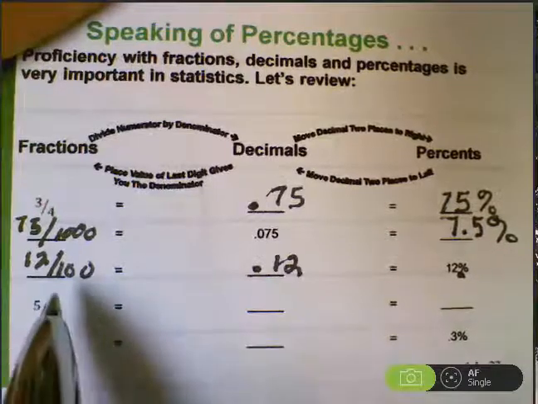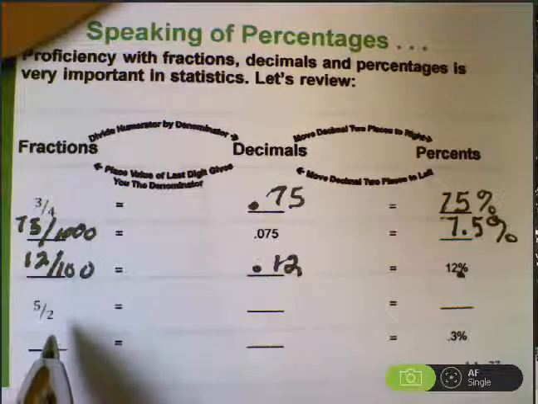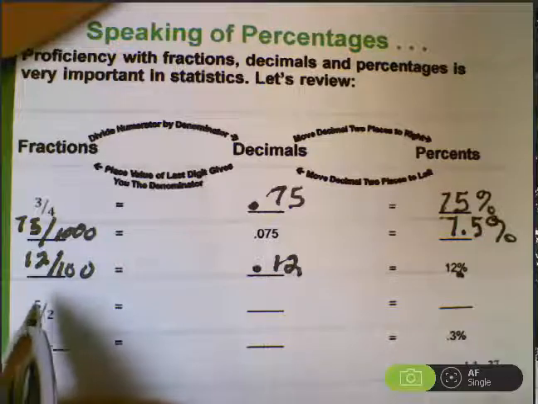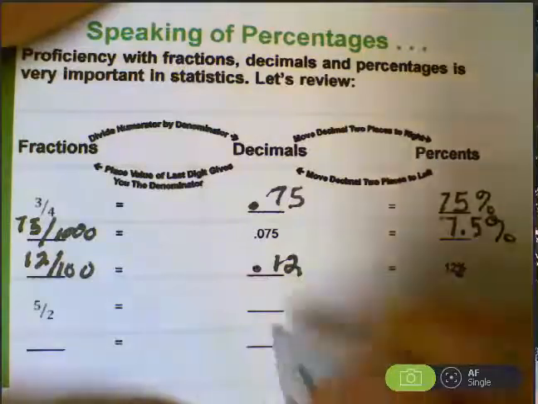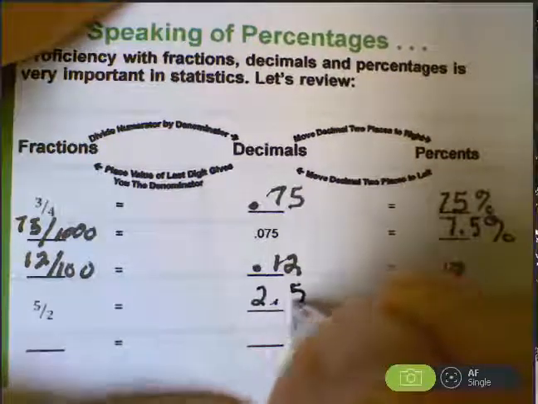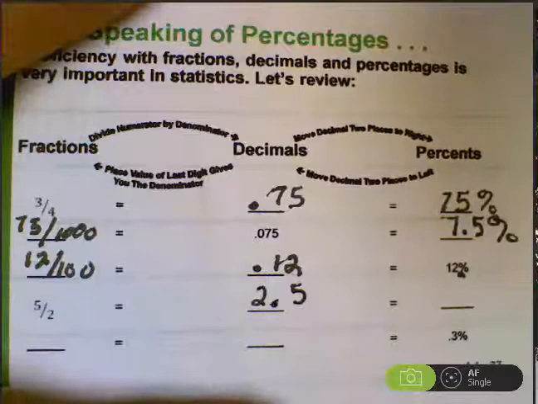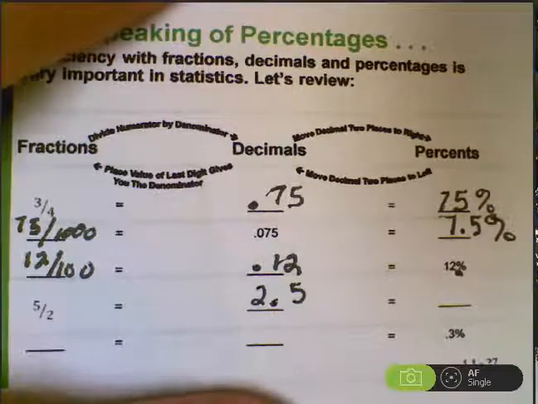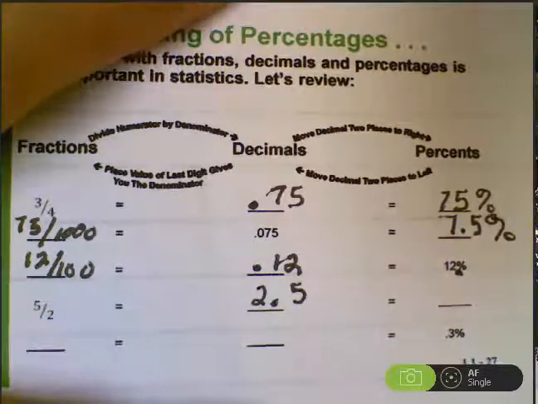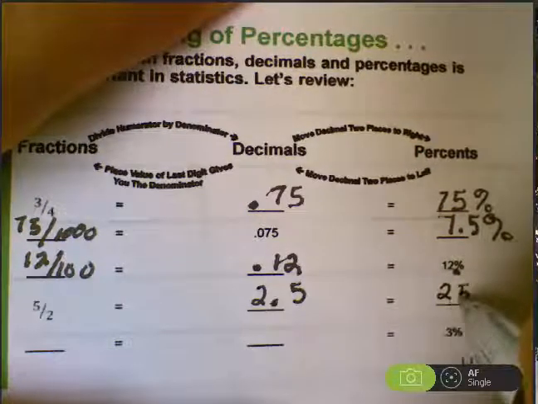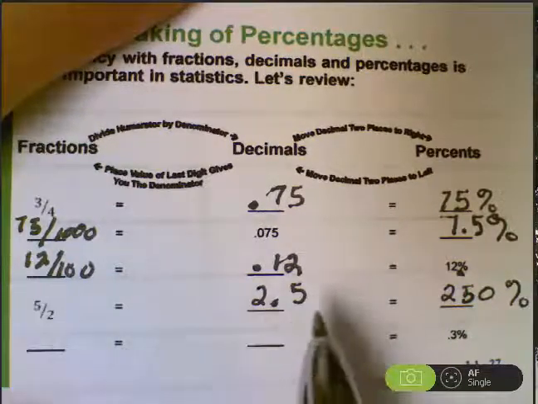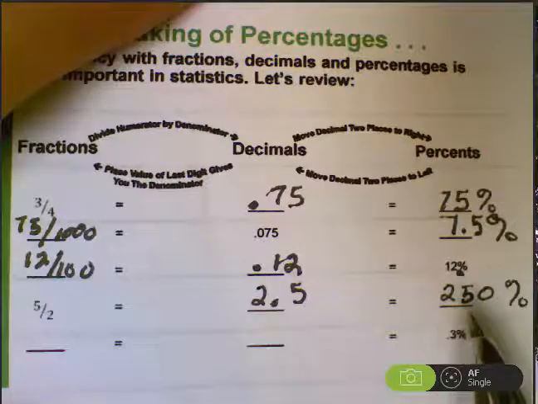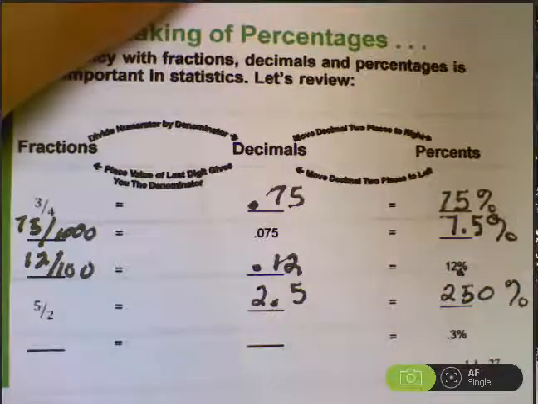Here's an improper fraction because the numerator is bigger than the denominator, but to change it to a decimal, I still divide the numerator by the denominator. 5 divided by 2 is 2.5, and that's what 5/2 equals as a decimal. To change that to a percent, move the decimal 2 places to the right. That's 250%. 5/2 is more than 1, 2.5 is more than 1, 250% is more than 100%.